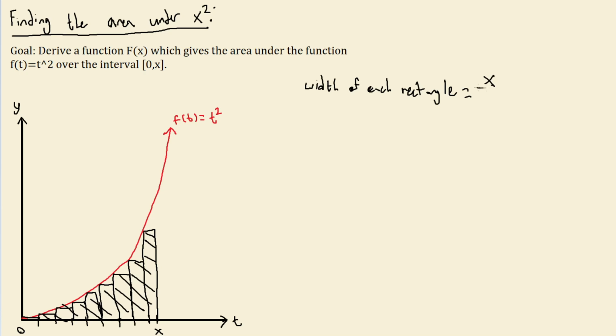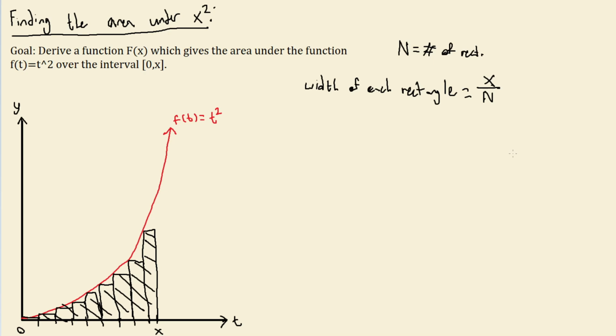So let's say that n represents our number of rectangles. N is the number of rectangles. And so the width of each rectangle must be equal to this. And if we can determine what the height of each rectangle is equal to, then we will be in business. We will have an equation that will give us the area of each one of those rectangles, and then all we have to do is sum up each of the areas.